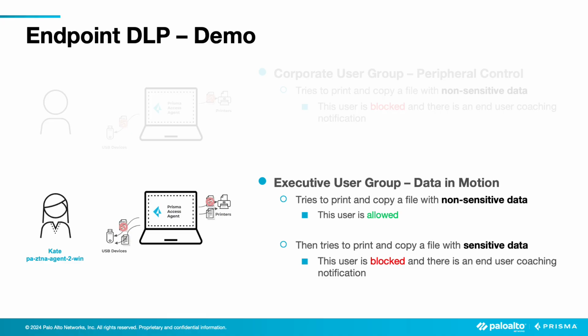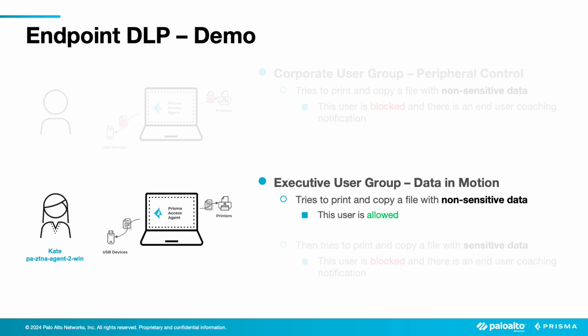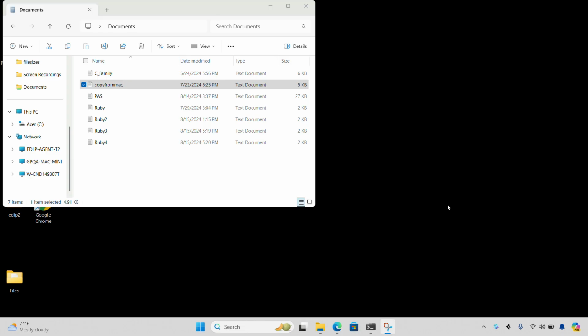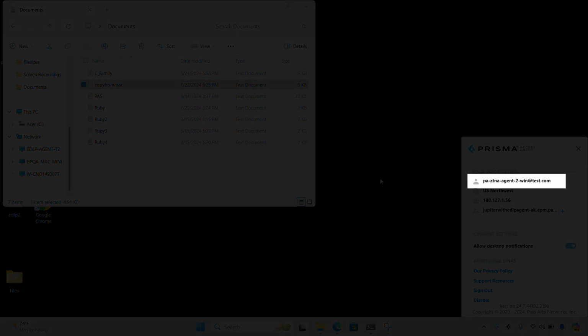As for Kate, the Endpoint DLP policy is data in motion with the ability to allow non-sensitive data while blocking sensitive data for printing and for copying files to the USB drive. Let's take a look at Kate attempting to print and copy a non-sensitive file. Kate is logged in with username PAZTNAgent2Win in the Prisma Access agent.